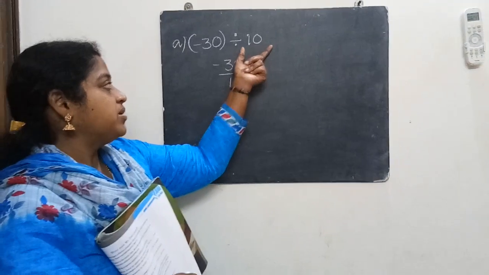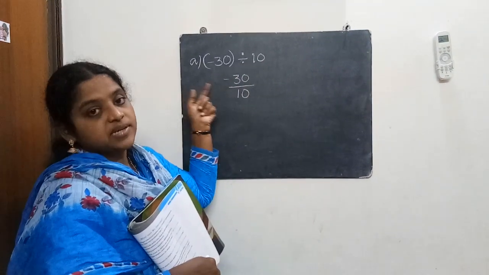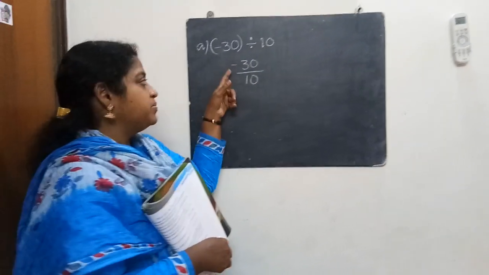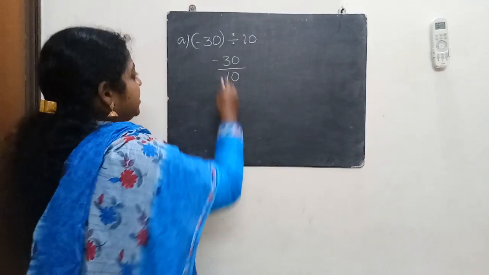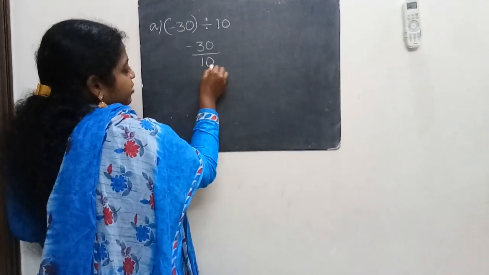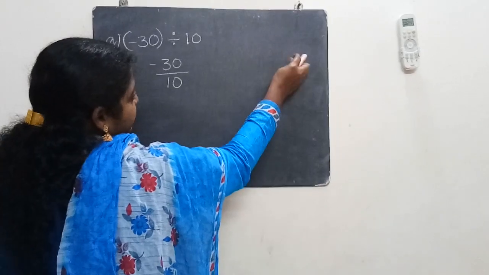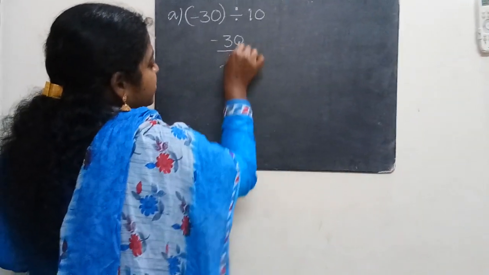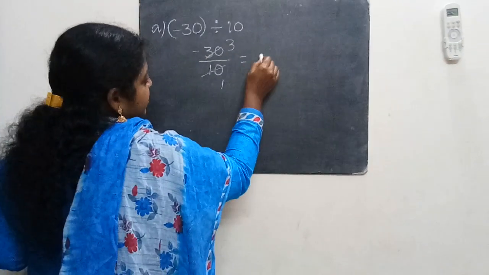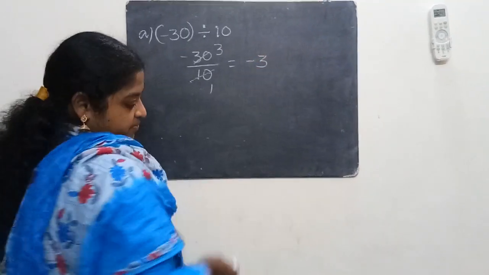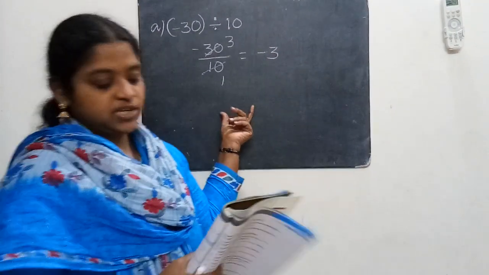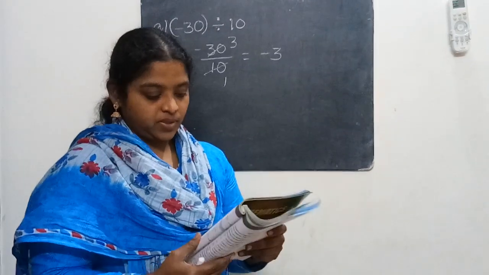Here 10 is a positive number and 30 is a negative number. Both are integers only, but I am mentioning the symbols. So here, 30 by 10. Directly you can do the cancellation, or if you want you can do the division separately. 10 ones are 10, 10 threes are 30. The answer is minus 3. Okay, clear children? The next one.